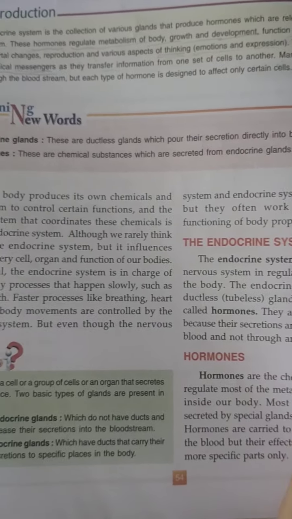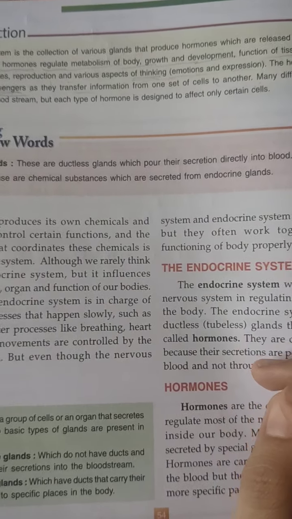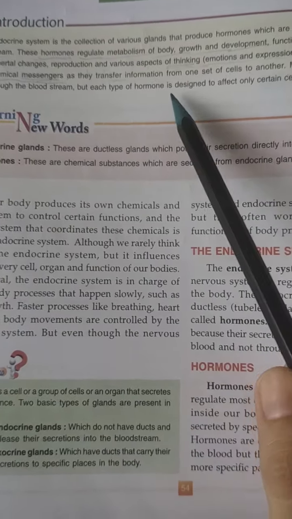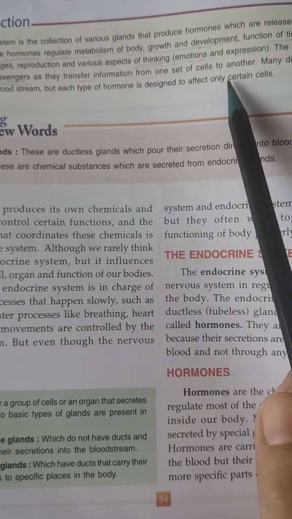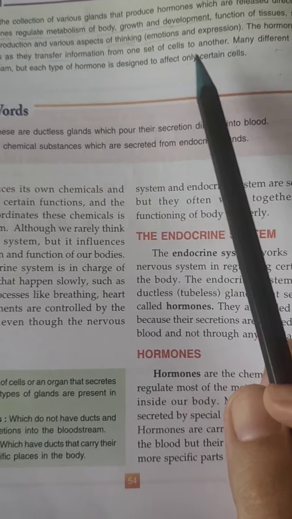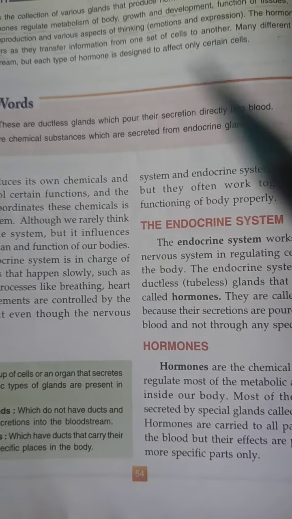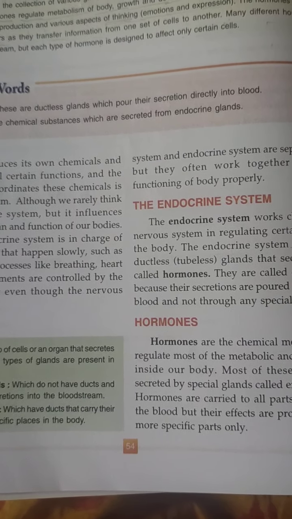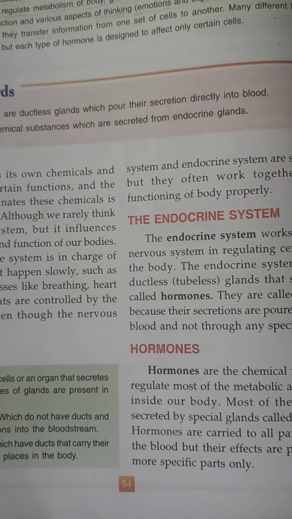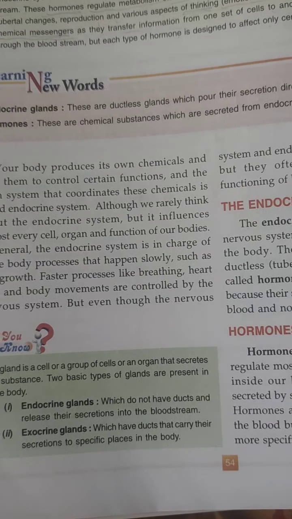Many different hormones move through the bloodstream, but each type of hormone is designed to affect only certain cells. So each hormone is designed to affect only certain cells. हर हार्मोन के लिए अपना एक certain cell है जिसको वो affect करता है.